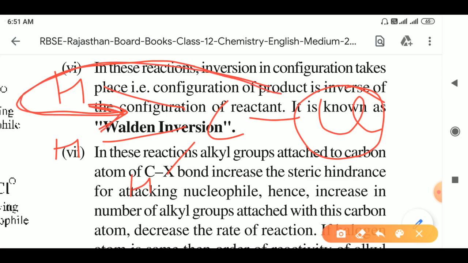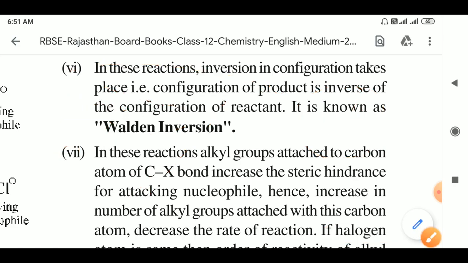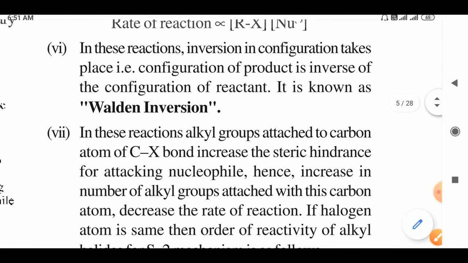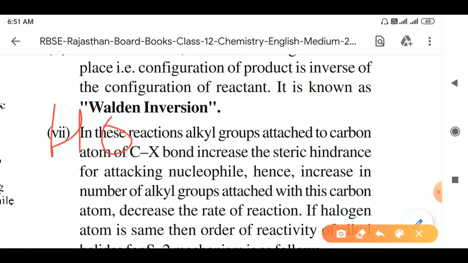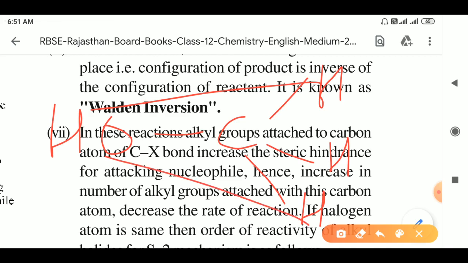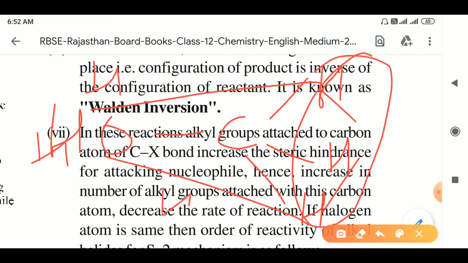After the attack of OH minus, the configuration of the product is this one. Here OH, carbon, H and H. So that is the reverse, or we say opposite, configuration of the reactant. In the reactant, the hydrogen atoms are placed here, and now these hydrogen atoms are placed here. So that is inversion of configuration, which is known as Walden inversion.